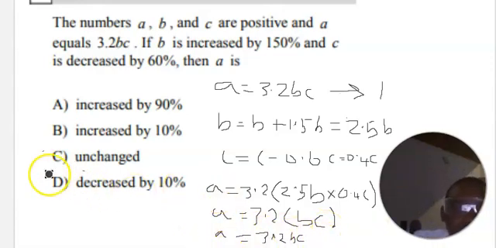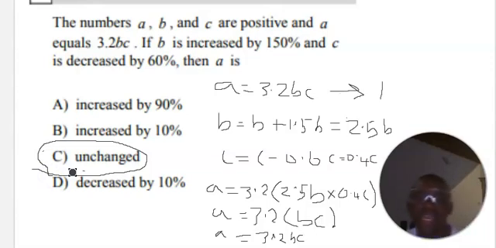It means therefore that the correct option to this question is what? Option C. You can see it right here. There was no change of any kind, because a change of 150% in b and a change of 60% in c is the same thing as 3.2bc. Are we there? So it's as simple as that. Option C is actually the correct answer.